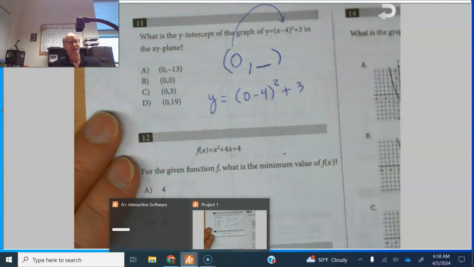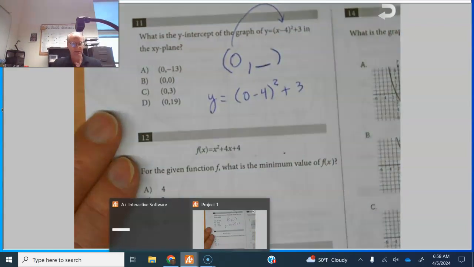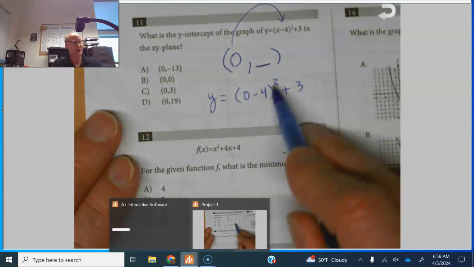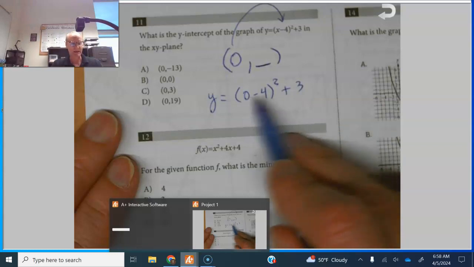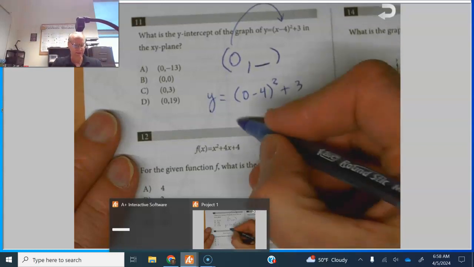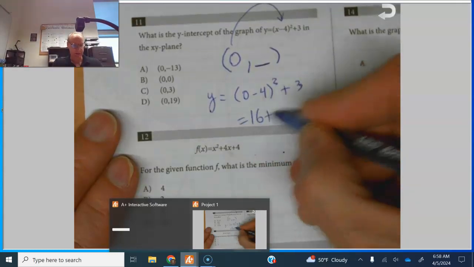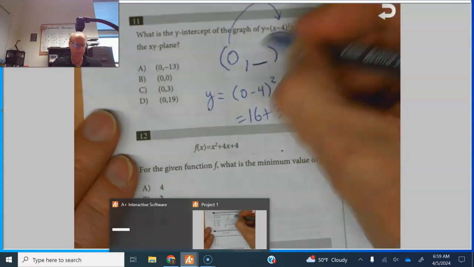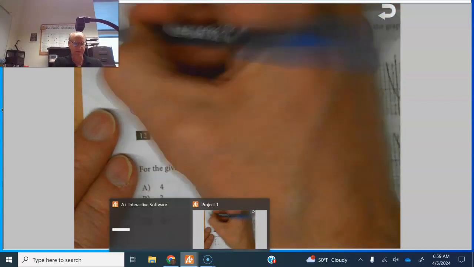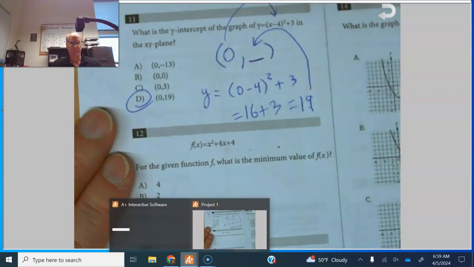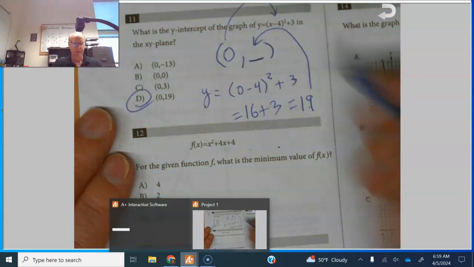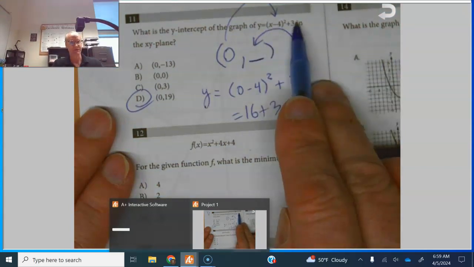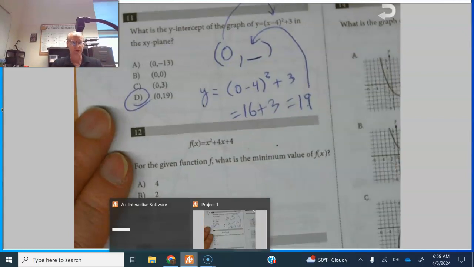In a way, it's kind of good that you don't have to have a calculator. Some people would put negative 4 squared in their calculator and get negative 16. This is actually (negative 4) squared, which is 16, plus 3, which is 19. 0, 19 is my y-intercept, and that's D. And this is a parabola, centered at 4, 3 is its vertex. And that's in vertex form.